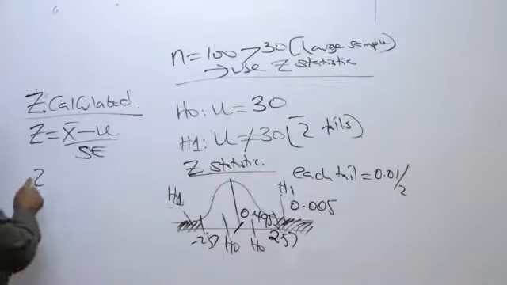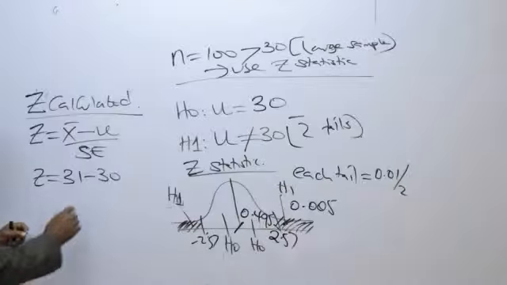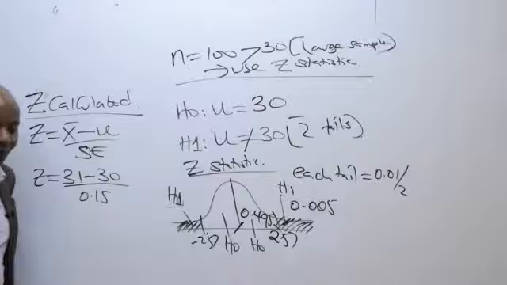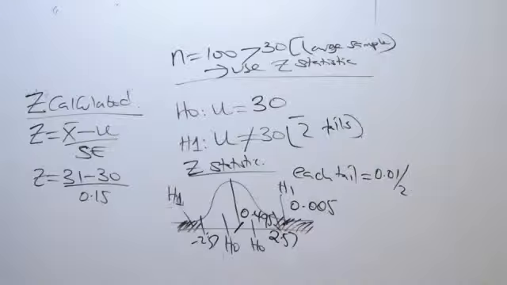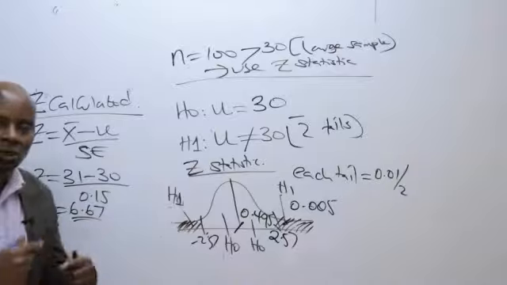My z-score should be equal to x bar. They have told me the sample mean is 31. The population mean was 30, all over 0.15. So could you kindly give me this answer? So they're giving me 6.67. This is 6.67.